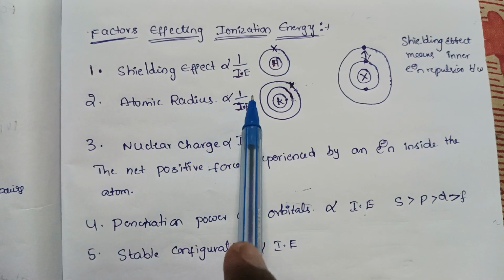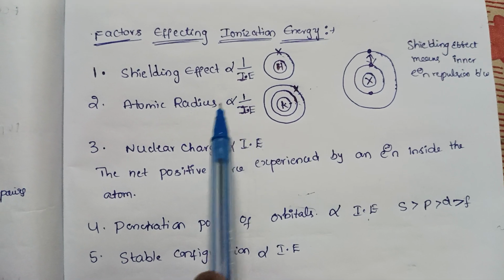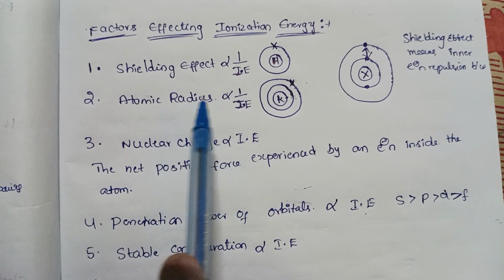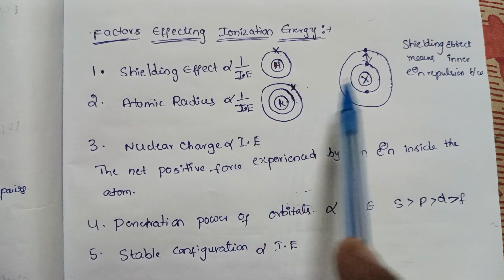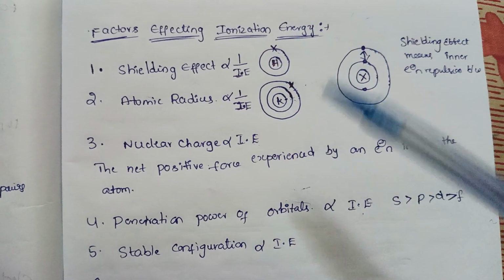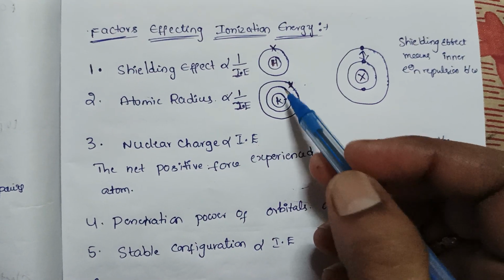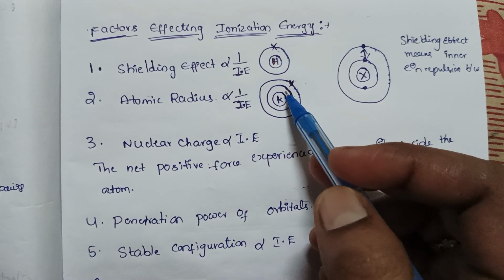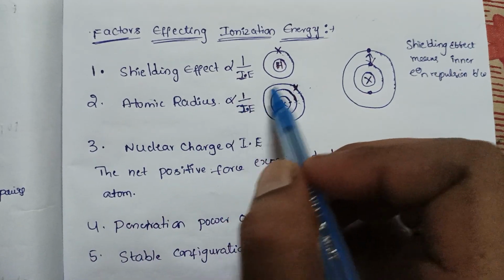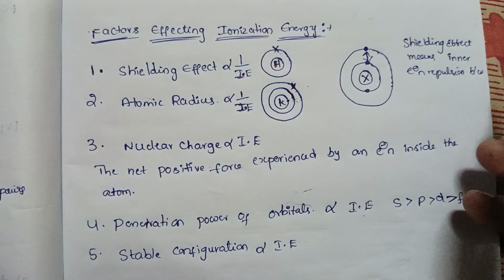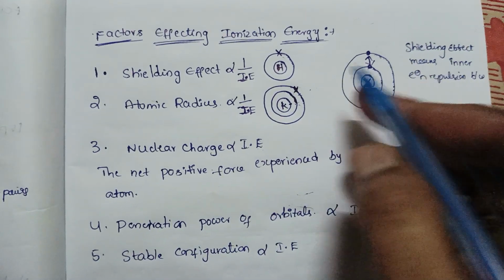Atomic radius is inversely proportional to ionization energy. Atomic radius increases from top to bottom, and it decreases from left to right. If you go from top to bottom, the number of shells increases. Atomic radius decreases from left to right.